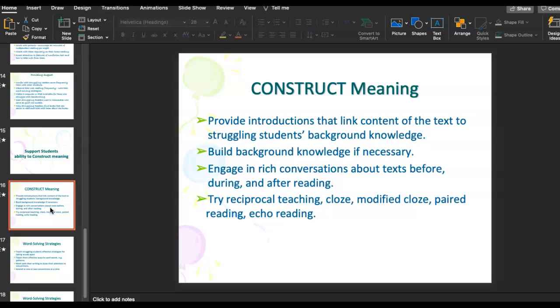How do we do that? Well, when you are introducing something, in that introduction, link the content of the text to the struggling student's background knowledge. It may be that you have to build the background knowledge for that struggling student. You want to always engage in rich conversations about texts before the reading, during the reading, and after the reading. Try different methods of teaching. For example, reciprocal teaching, cloze or modified cloze, paired readings, echo readings.